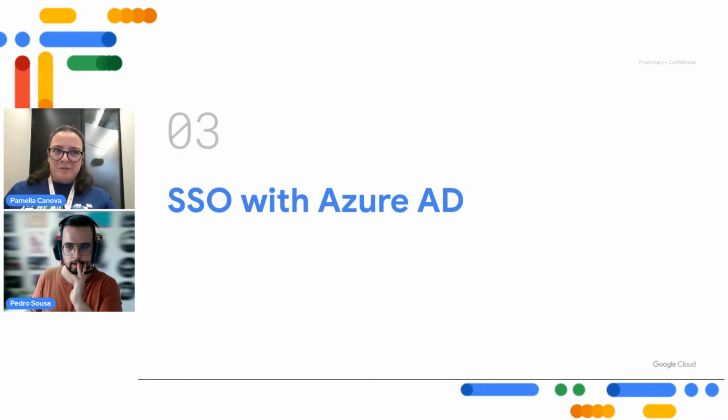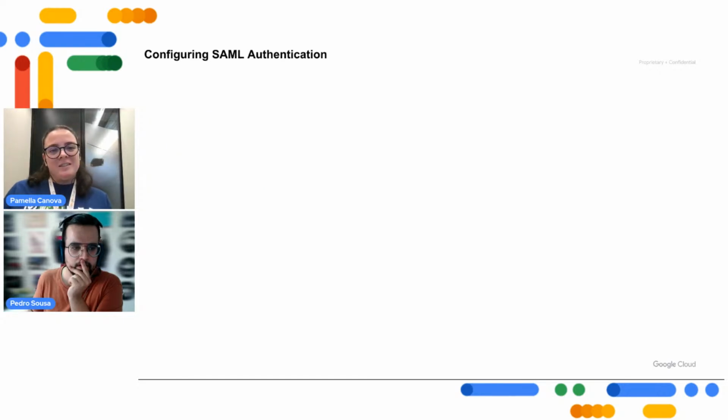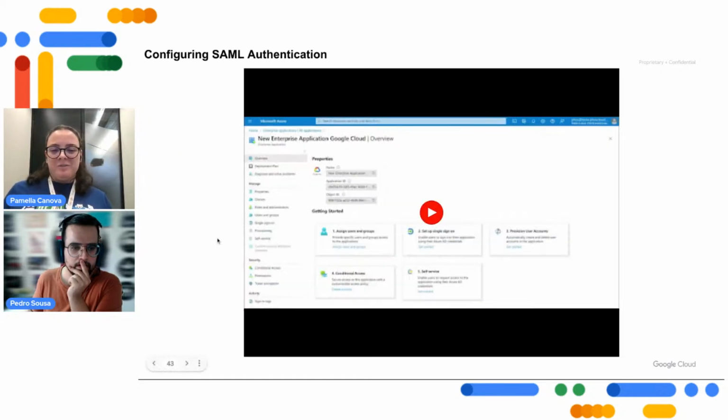And now we're going to move on to single sign-on and the features we have when syncing and using single sign-on between Azure Active Directory and Google. So we use SAML authentication to do this, and this video is going to show how we enable this feature inside the enterprise applications.